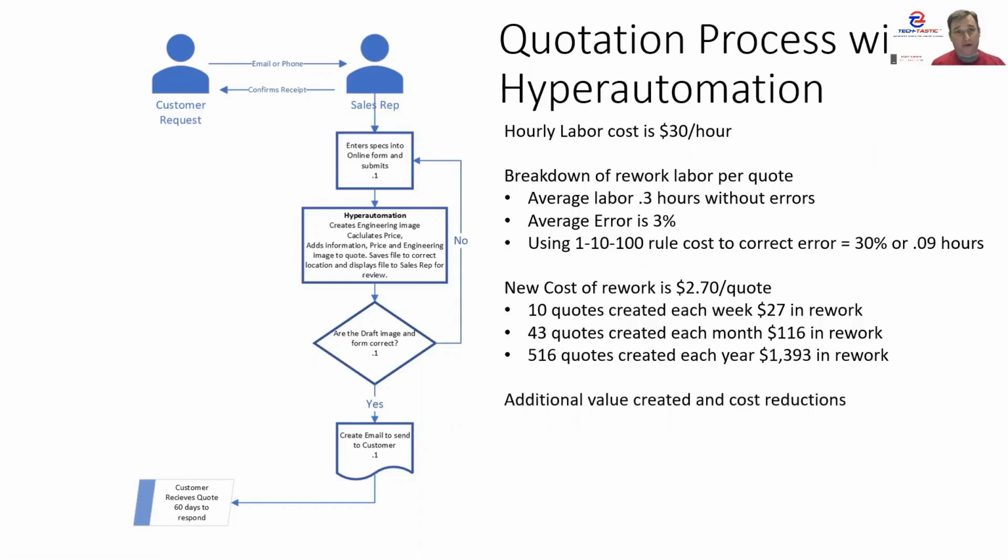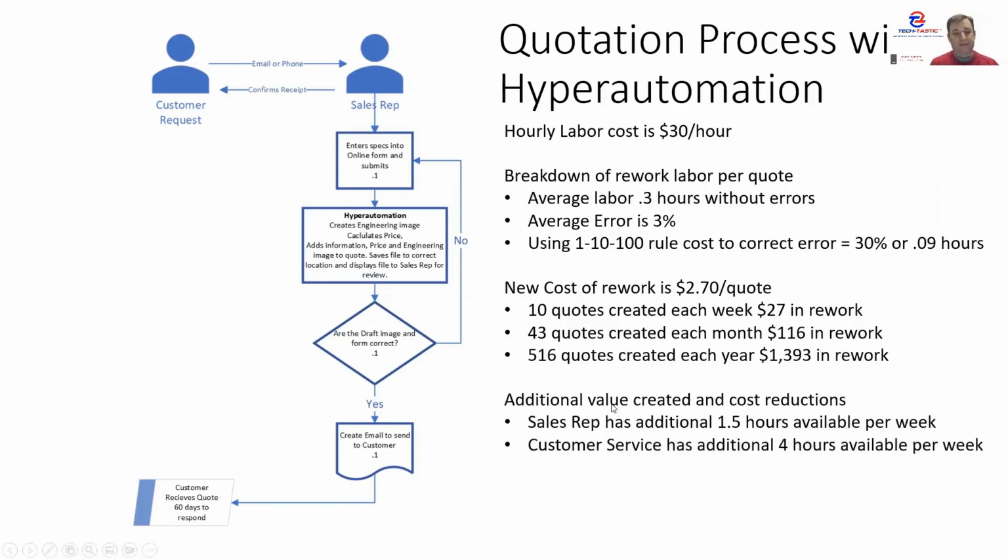Additional value that we created for this, and cost reductions, is now the sales rep has an additional 1.5 hours available per week. The customer service rep has an additional 4 hours available a week. They're completely out of this whole equation. Okay. So the sales rep, now they have an extra hour and a half.